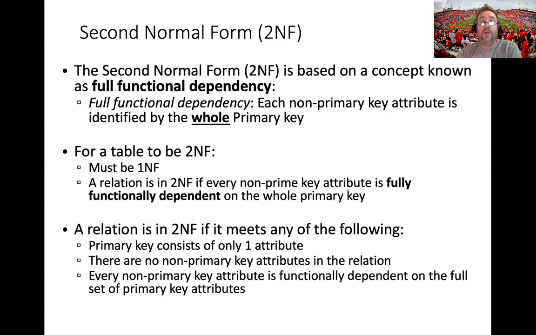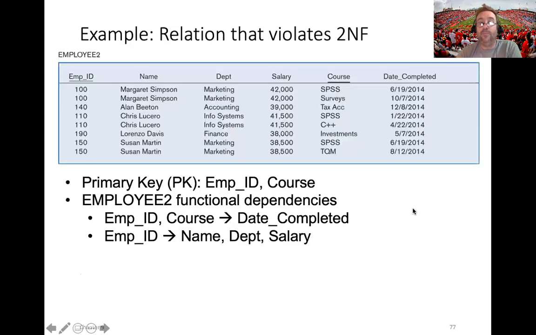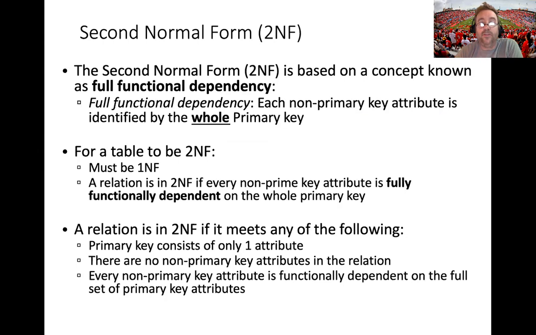A relation is in 2NF if every non-prime key attribute, i.e. every attribute that is not a prime key, is fully functionally dependent on the whole of the primary key. If I have a relation where the primary key is made up of a single attribute, I know that I'm going to be in 2NF, because to break the rule, I need a primary key made up of 2 or more attributes. So if my primary key is made up of only 1 attribute, I know I'm good.